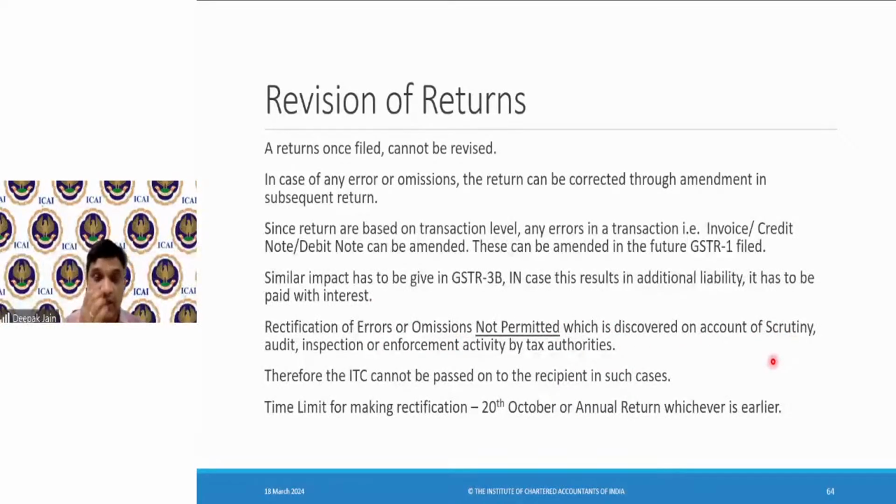अगर स्क्रूटिनी के टाइम कुछ करते हैं, तब उसको आप GSTR1 और 3B में नहीं कर सकते, उसको आपको अलग से पे करना पड़ेगा. आपके मंथली रिटर्न में आप उसको इंक्लूड नहीं कर सकते, when that rectification is observed at the time of scrutiny, audit, inspection or enforcement activity carried out by the tax authorities. Therefore, the ITC also cannot be passed.